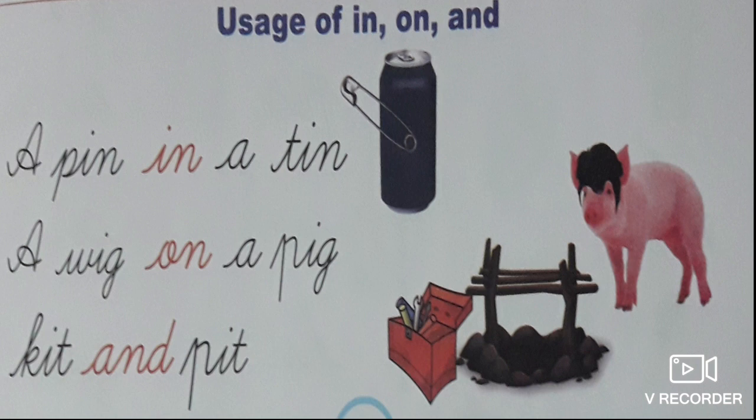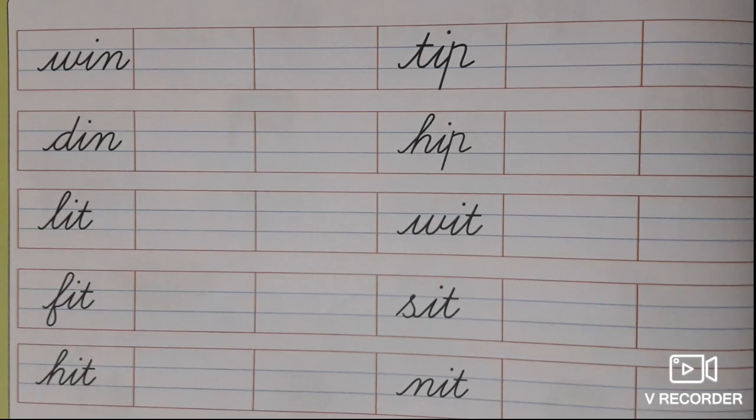Shall we repeat? A pin in a tin. A wig on a pig. Kit and pit. Okay, shall we go on to the book exercise? Look at here. What is this? W-I-N, win. These are some other I sound words which you are going to practice.